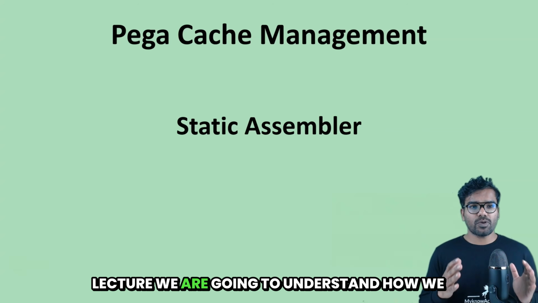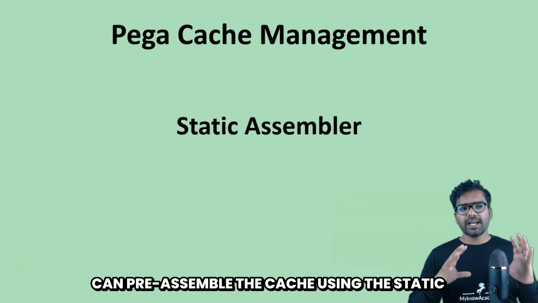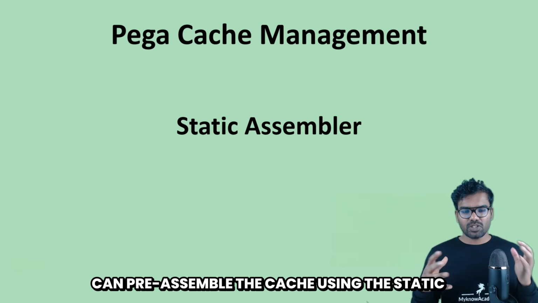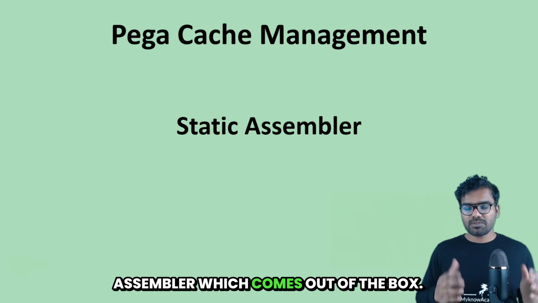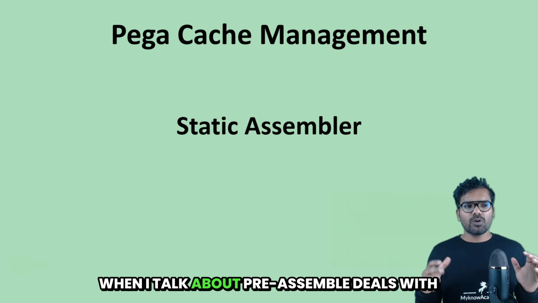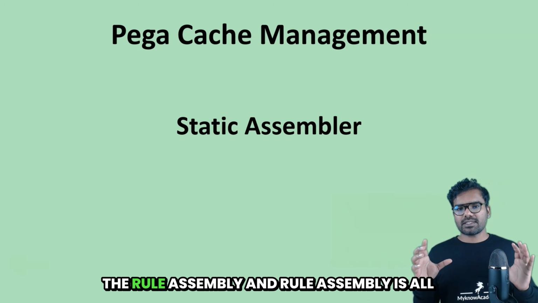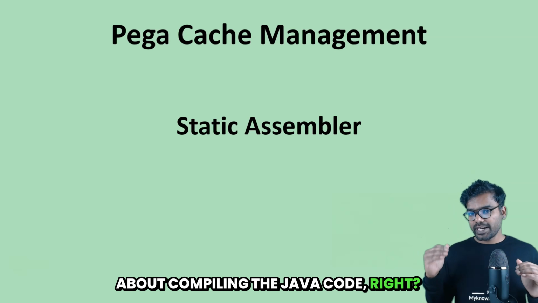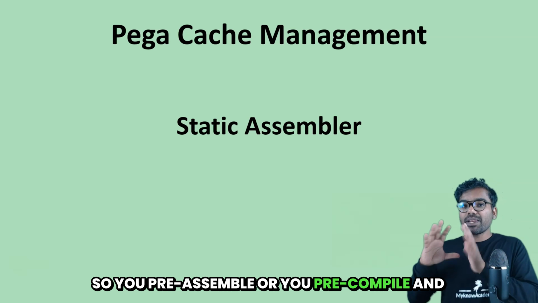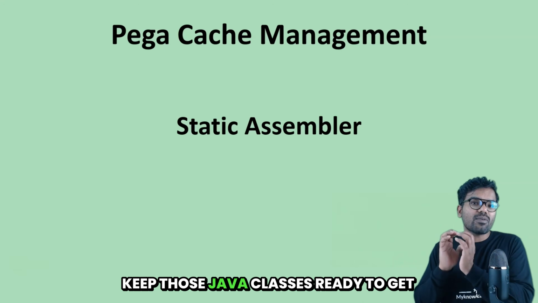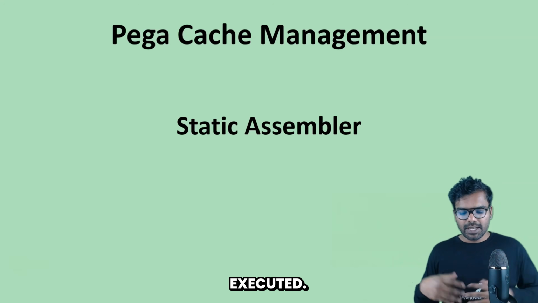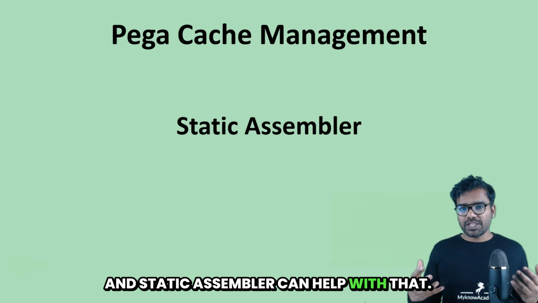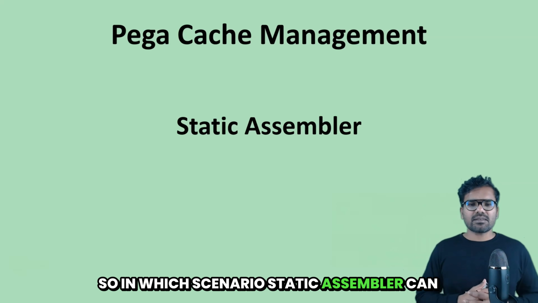In this lecture, we are going to understand how we can pre-assemble the cache using the static assembler which comes out of the box. When I talk about pre-assemble, it deals with the rule assembly, and rule assembly is all about compiling the Java code, right? So you pre-assemble or you pre-compile and keep those Java classes ready to get executed, and static assembler can help with that. So in which scenario can static assembler help?